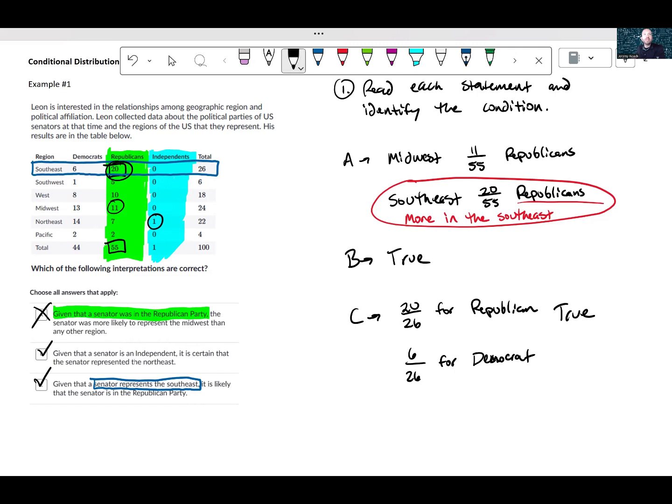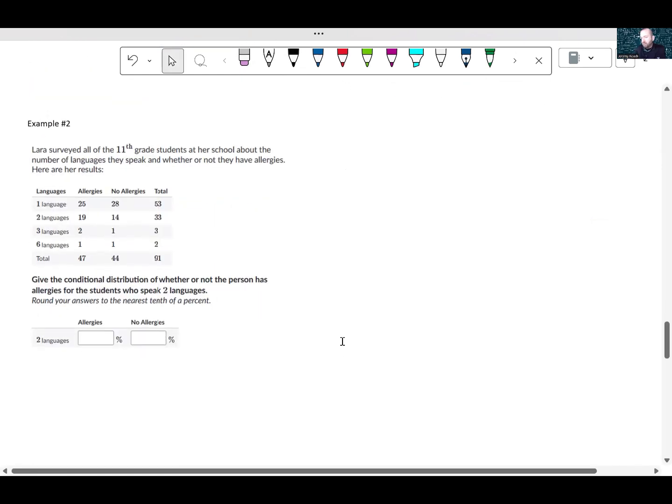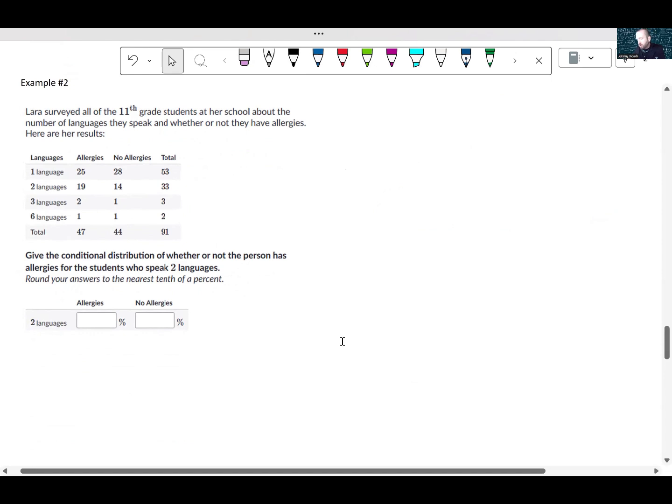Okay, we're going to look at just a couple more of the conditional distribution problems. Here we have a survey of 11th grade students at a school. Laura wants to know about the languages that they speak and whether or not they have allergies. So she's trying to find a correlation, it looks like. But we want to find the conditional distribution of whether or not the person has allergies for the students who speak 2 languages. So we have allergies, no allergies, and then number of languages.